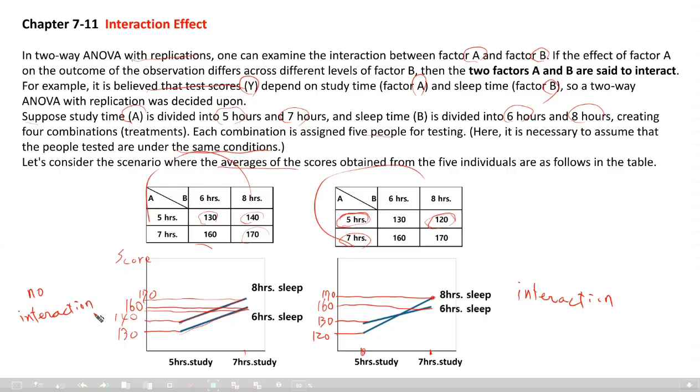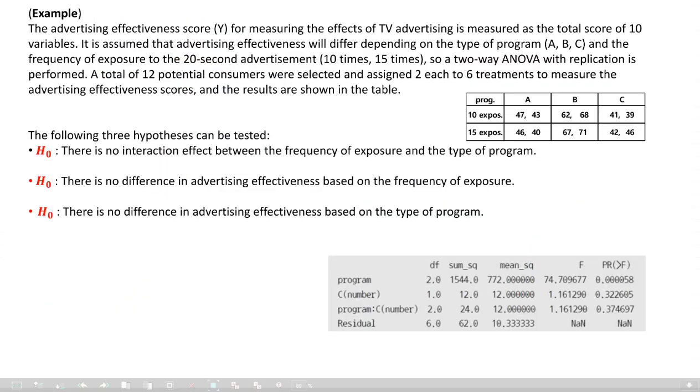So how much parallel is the key. This case is a perfect parallel, but this one is not perfectly parallel. So the slope of the two lines decides whether there is interaction effect or not. Okay, let's see a simple example.